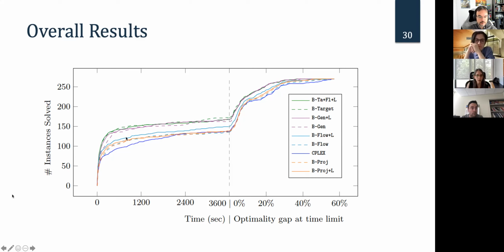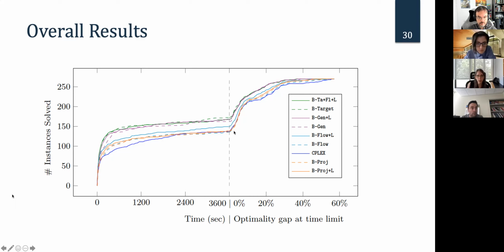Then the other line that we have here is this cyan line that is the flow cuts. So these were the incomplete ones. It doesn't guarantee us to cut everything, but if we enhance it with the lifting, they were performing quite well. They were actually surpassing Cplex, that is this dark blue line.